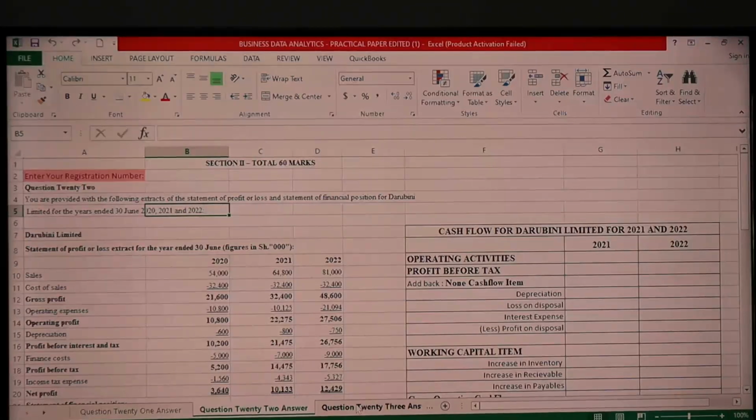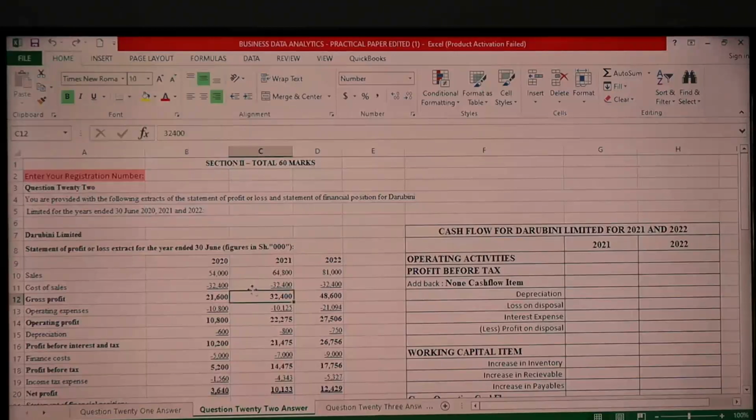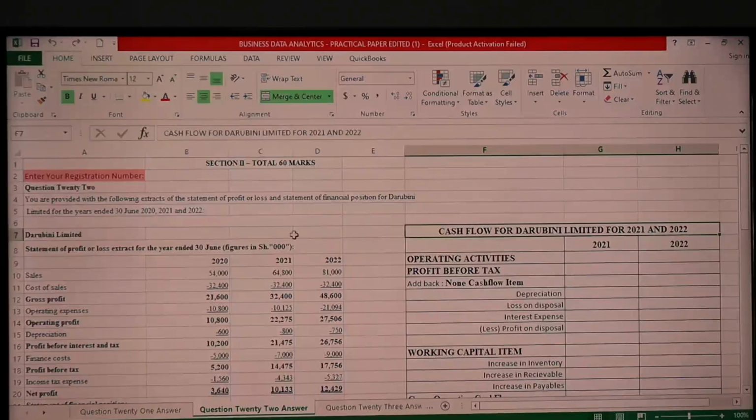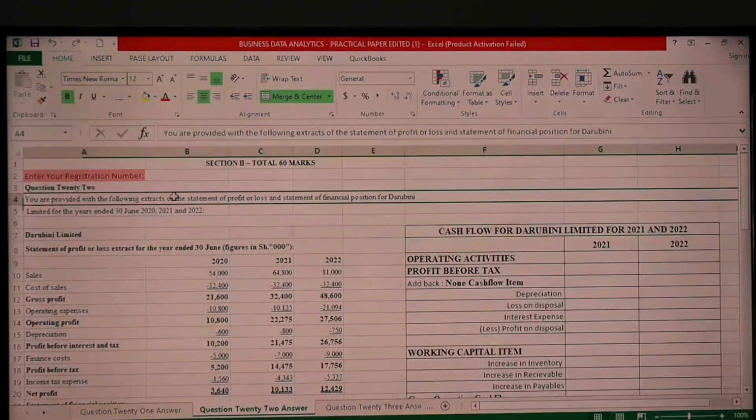So as you see from your worksheet, there is no formulation of the cash flow because the question was stating that you are provided with the following extract of the statement of profit and loss and financial position for Darubini Limited for the year ended 30th June 2020, 2021, and 2022. So this is a statement of profit and loss extract that was given.